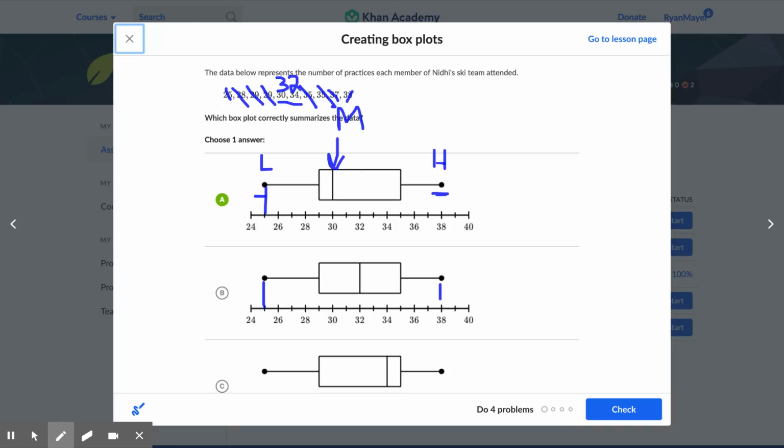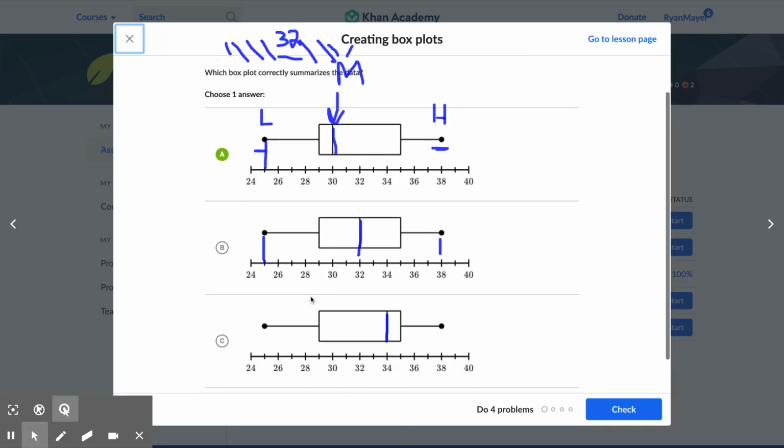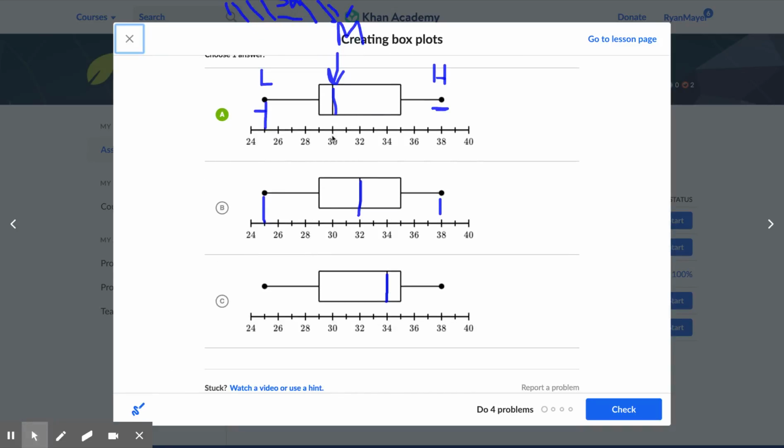So now I need to make sure that whatever line, these are my median lines, it better land on 32. And if it doesn't, then I know I don't have the right answer. So you can see this one here lands on 30. This one here lands on 34. The only one that has a median of 32 is this one here. My answer is B.